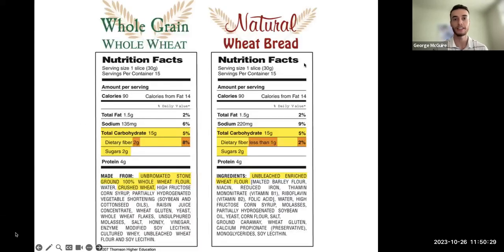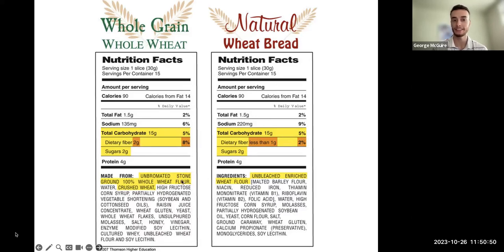So we can look at this example here comparing a whole grain bread to an enriched bread. And so the total amount of carbohydrate in both of these breads is the same. We have 15 grams, but there is significantly more dietary fiber in the whole wheat bread, 8% of your RDA, compared to 2% of your RDA in the enriched bread.